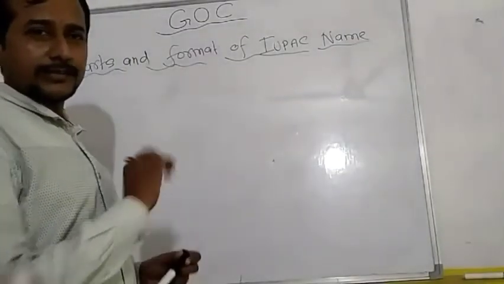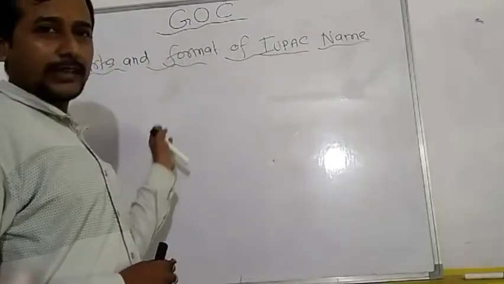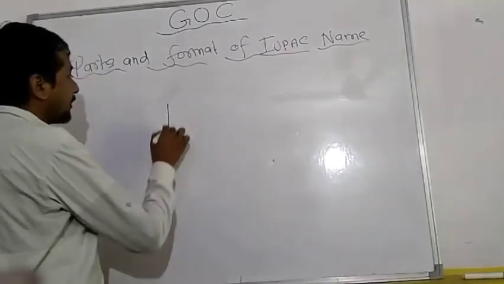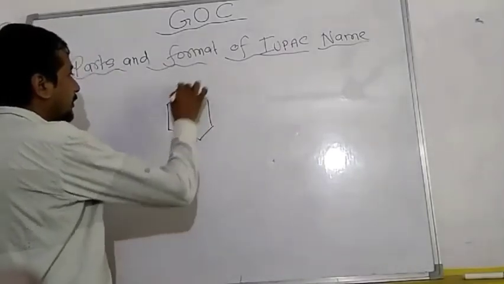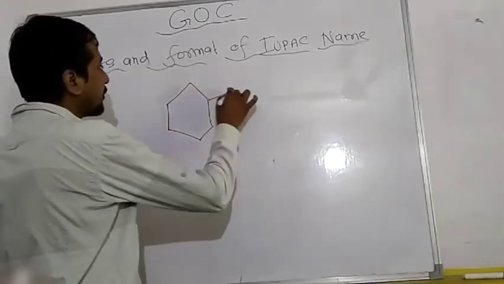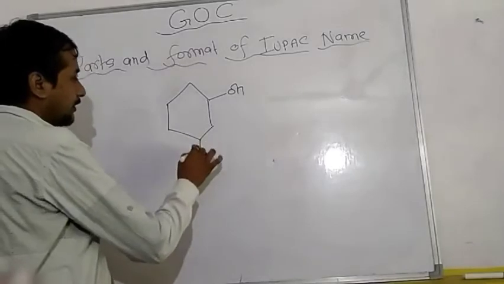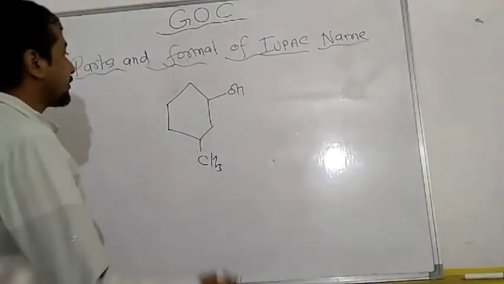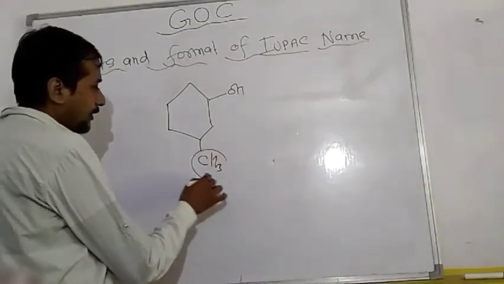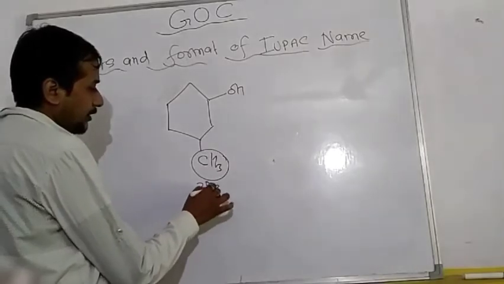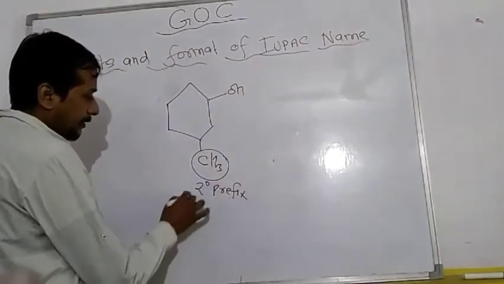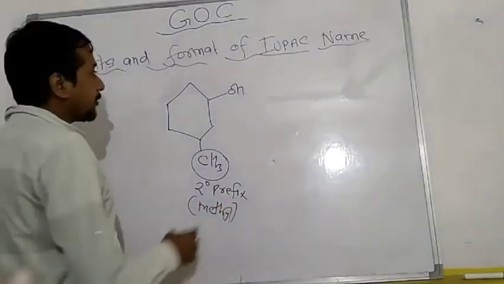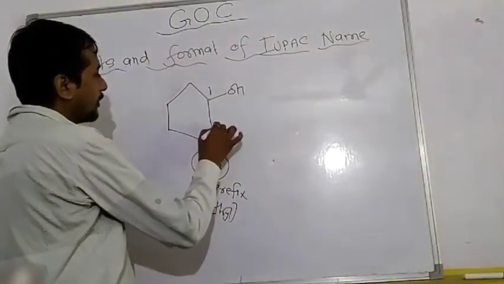Now dear students, let us take an example to explain how to write the nomenclature of a given organic compound according to the given format. So look at here. This is cyclohexane. Here one OH is attached, and this is attached by one CH3. To apply the format given here, this is a substituent, so it is known as secondary prefix, and its name is methyl. Now numbering starts from the alcohol, that is OH, as 1, 2 and 3.